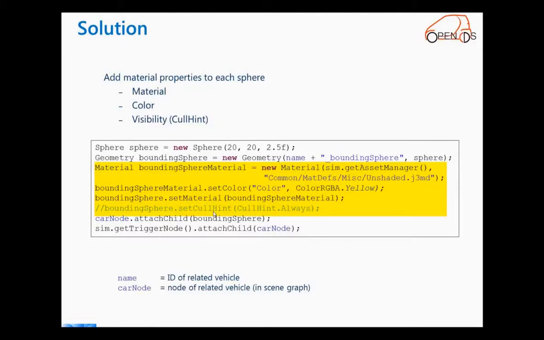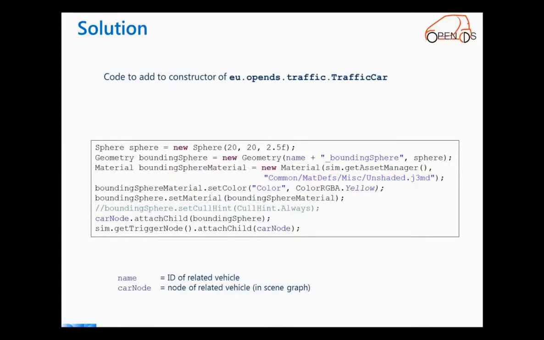So then we are almost through. This is the final code we have to add to the constructor of each traffic car. This will generate a yellow sphere with a radius of 2.5 meters, and this sphere is attached to the car node. It will move with the car all the time, and it will be included in the trigger check. So what we would do at this point is try it out and have a look at what happens when we add this code to OpenDS.